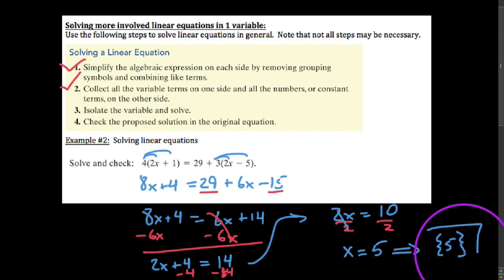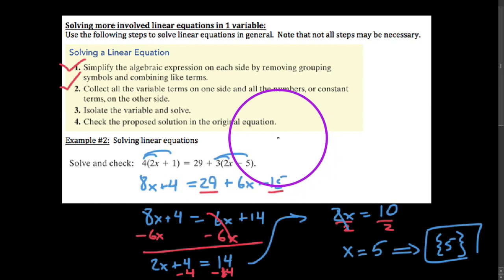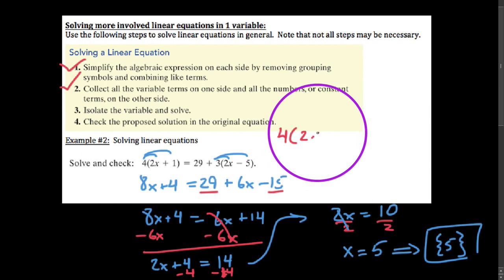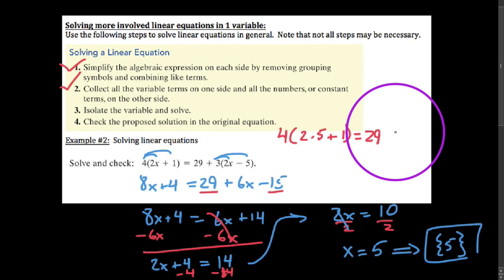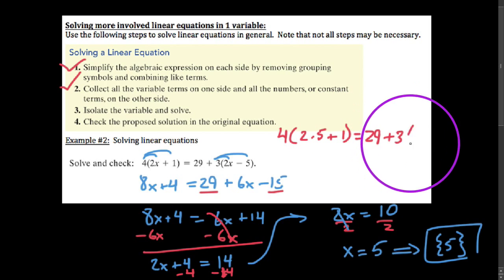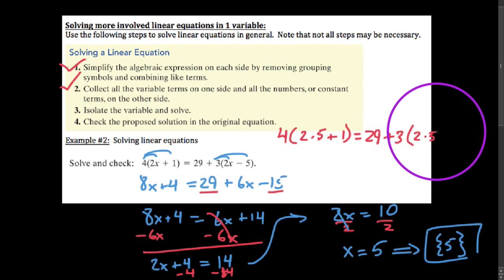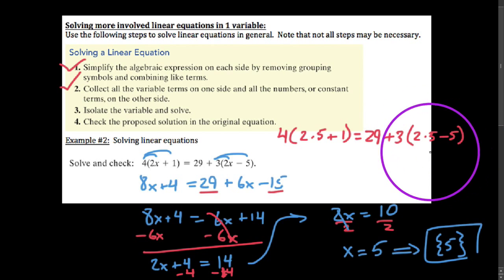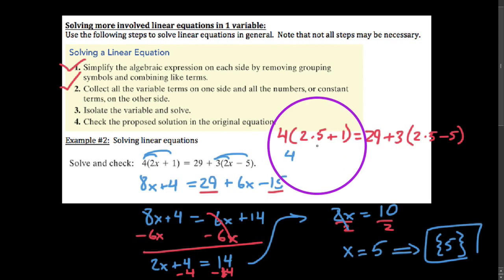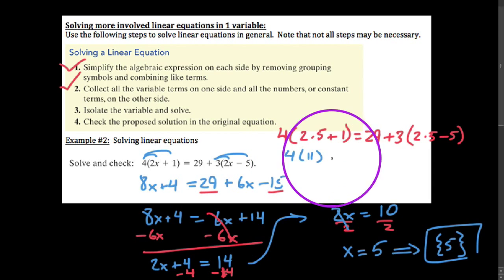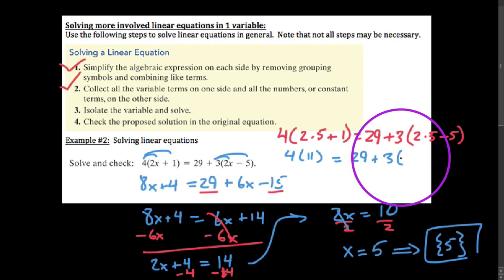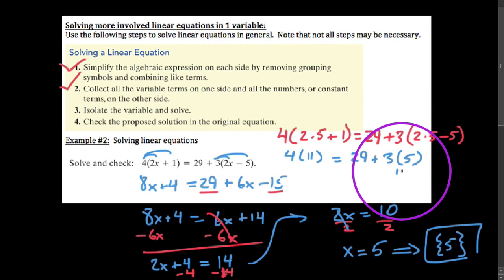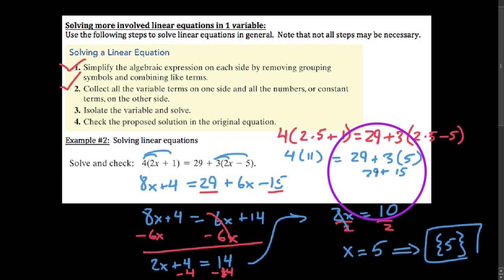If we were to now check this, and this is the first time I've done this in this video, but plug it back in, we would get this. We would get 4 times (2 times 5 + 1), and this is just me substituting in for all of my x's any of these solution values that we found, 2 times 5 - 5, and we'll simplify this. So I would get here 4 times, this is 10 + 1 is 11. On the right side we get 29 + 3 times, this is 10 - 5 is 5, so we'd say this is 15 here, 15 + 29.